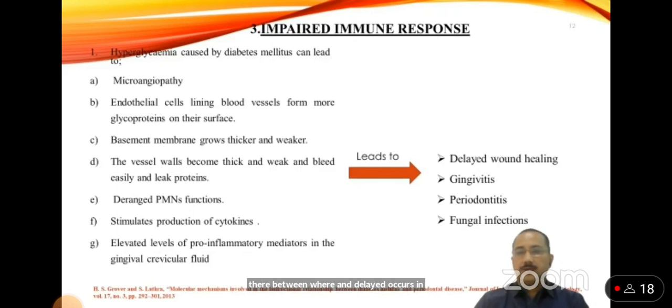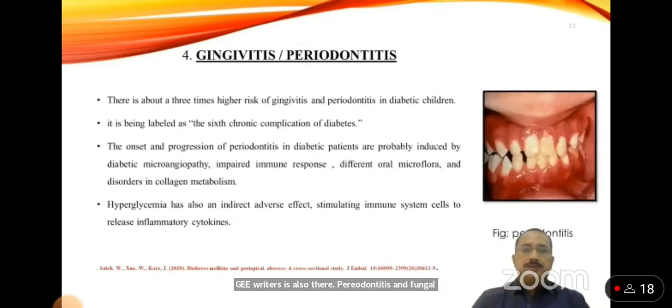Gingivitis, periodontitis and fungal infections are quite common in such patients. Gingivitis and periodontitis are also among the common complications of diabetes mellitus, especially in children. There is about 3 times higher risk of gingivitis and periodontitis in diabetic children, and it is being labeled as the 6th chronic complication of diabetes.